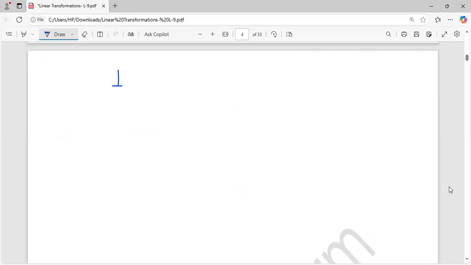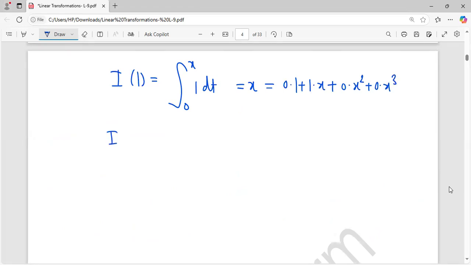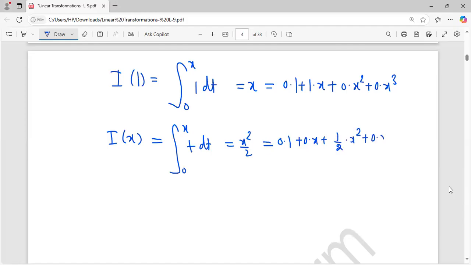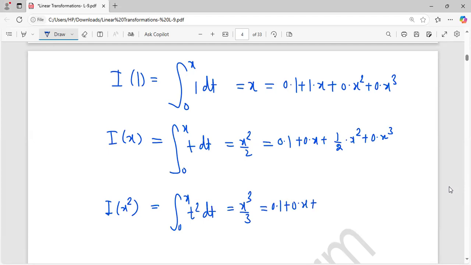So I of 1 will go to, what is the integration of this? That is x. We can write it as 0 into 1, 1 into x, 0 into x square, 0 into x cube. The integral of x is x square by 2, that is 0 into 1, 0 into x, 1 by 2 x square, 0 into x cube. The integral of x square is x cube upon 3, that is 0 into 1, 0 into x, 0 into x square, 1 upon 3 x cube.